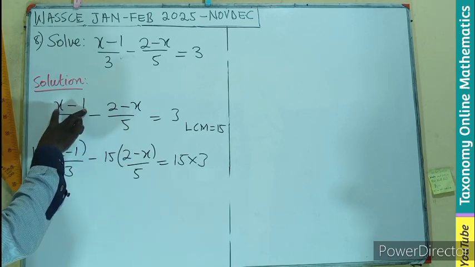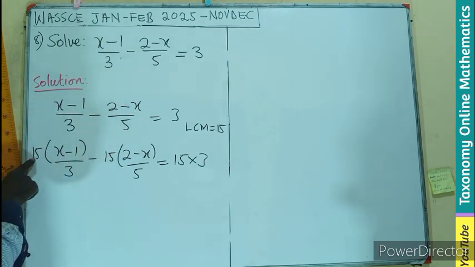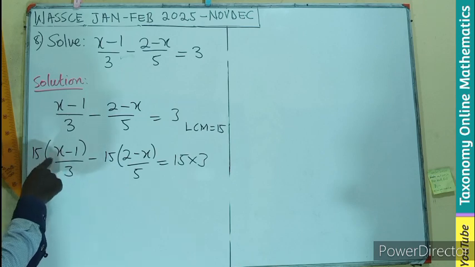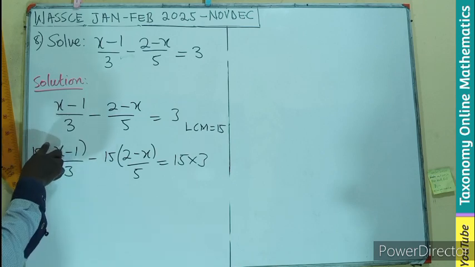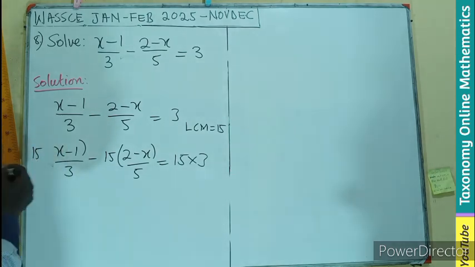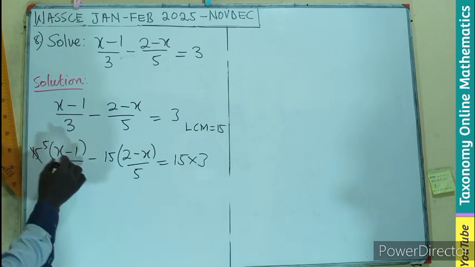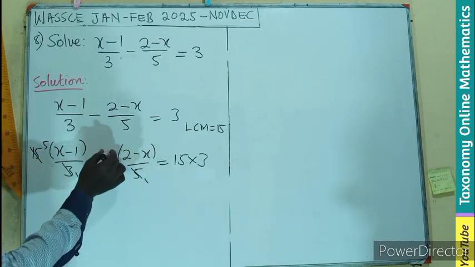Here we are having a binomial as a numerator, so there should be a bracket so that the 15 will not multiply only one of them. If I were to remove this bracket, 15 will multiply only the x, leaving the 1 out there. So now this goes here 1, 5; this goes here 1, 3.